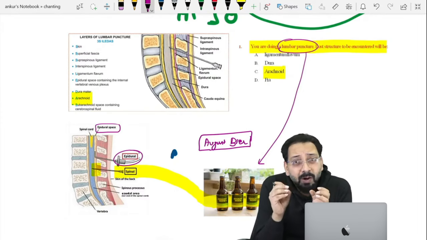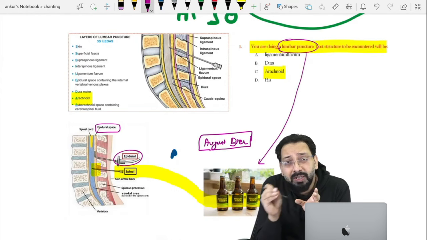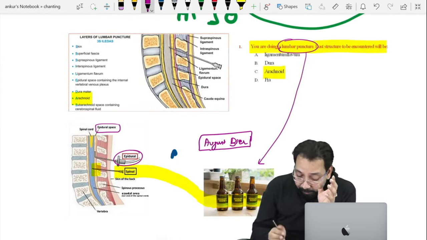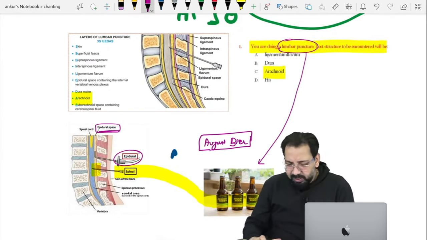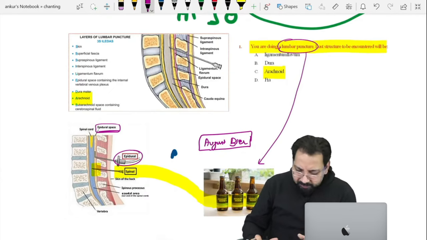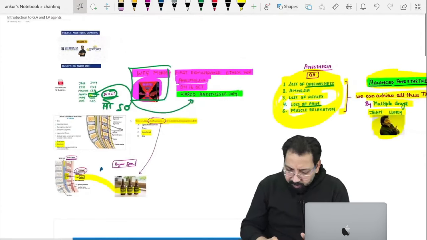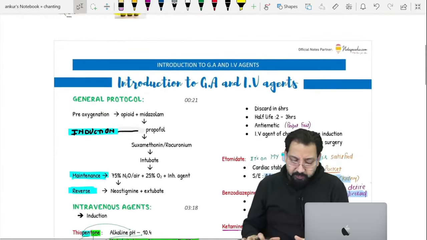We found that spinal anesthesia is very rapid because it will dissolve in CSF. So it is very rapid. While if you give in epidural space, it is slow. So we will discuss it later. For the time being, these are a few components of anesthesia. Now questions are asked.